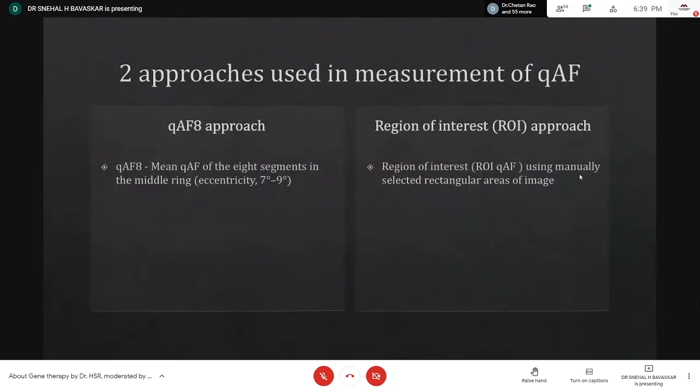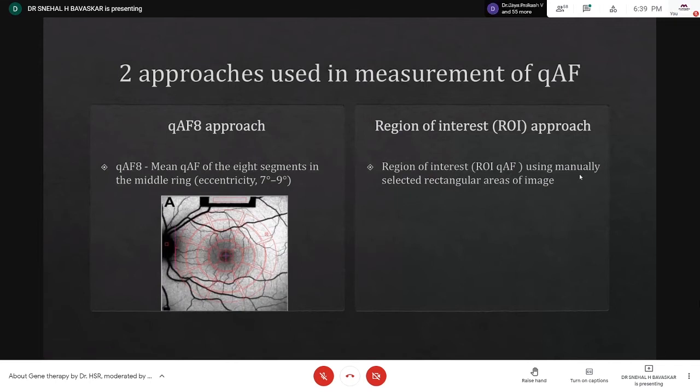What are the approaches used in the measurement of quantitative autofluorescence? One is the mean QAF8 approach. It stands for the mean quantitative autofluorescence of 8 segments in the middle ring. The middle ring is chosen because it is less subjected to image-related variability than regions located closer to the image borders. At an eccentricity of 7 to 9 degrees from the fovea, it is also very important because its absorption is not affected by the macular pigment. This approach is mainly used in the diagnosis of cone rod, cone dystrophies, and Stargardt disease.